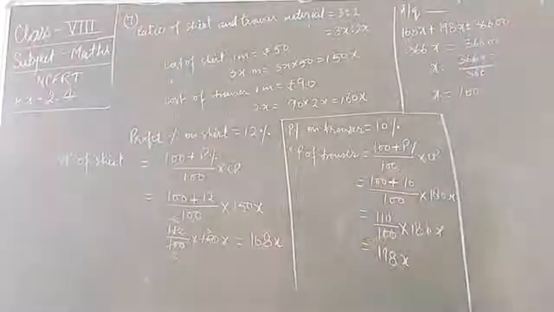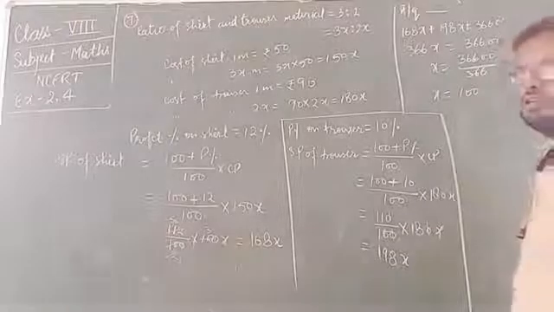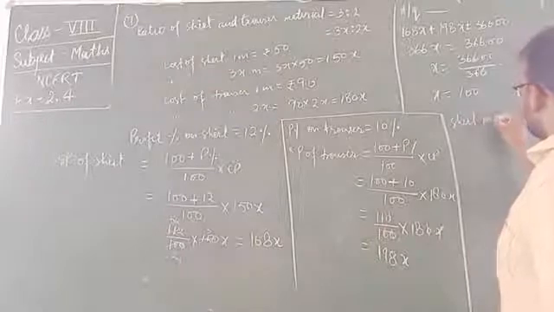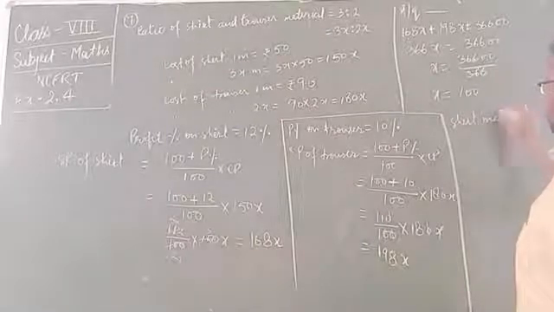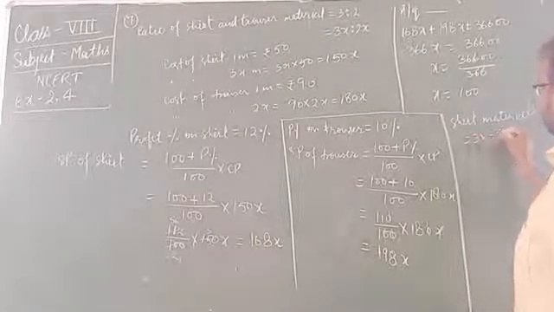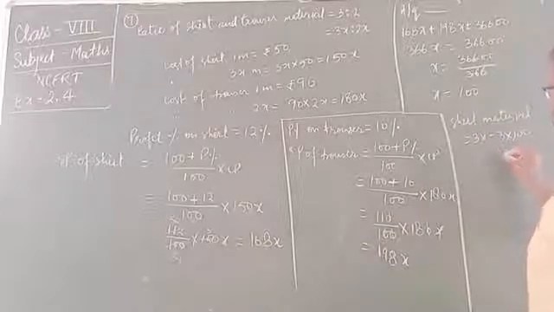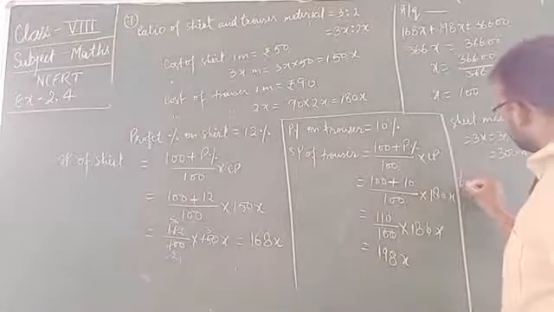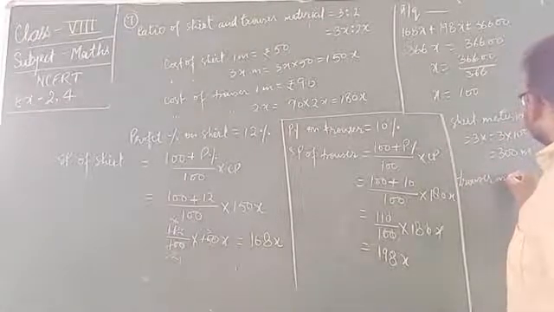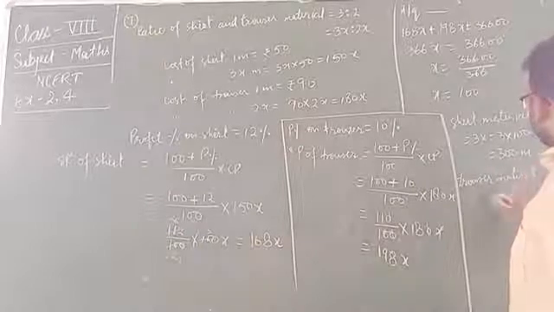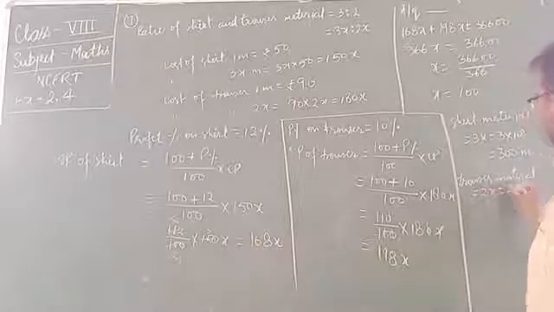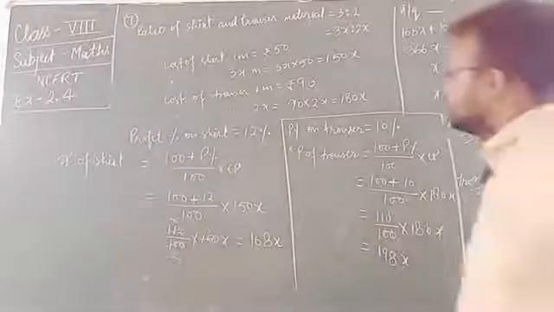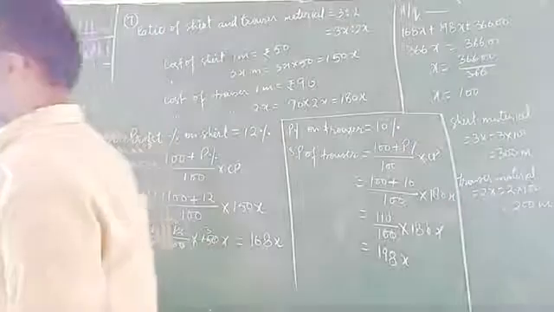Okay. What is the value of x? 100. So shirt material, we let as 3x. That is 3 into 100, 300 meter shirt. Now trouser material is 2x. That is 2 into 100 equal 200. Okay. This is the answer of question number 7.